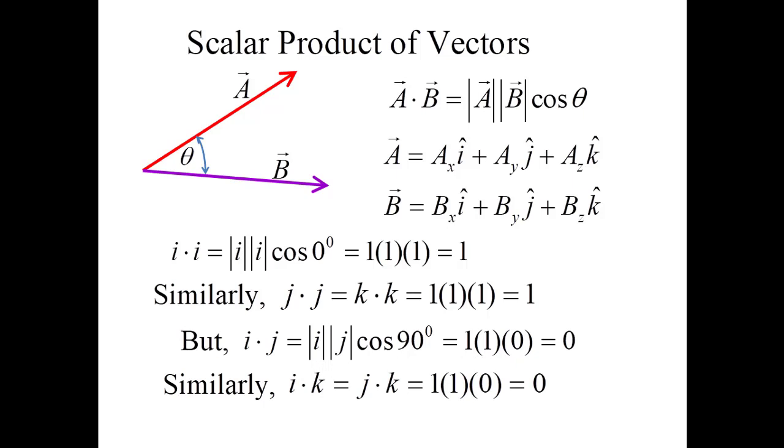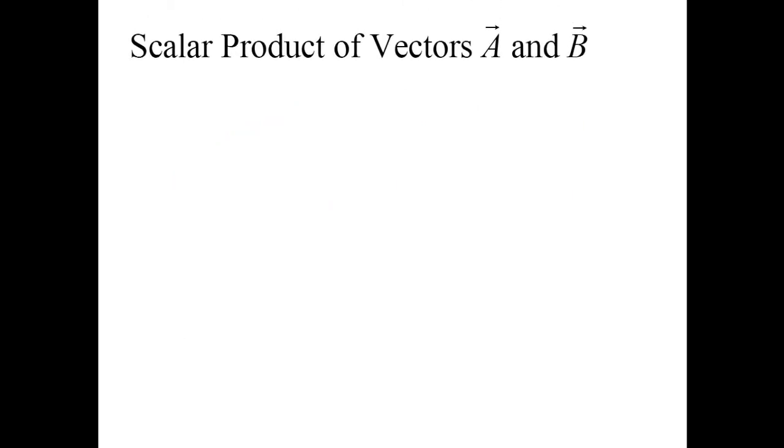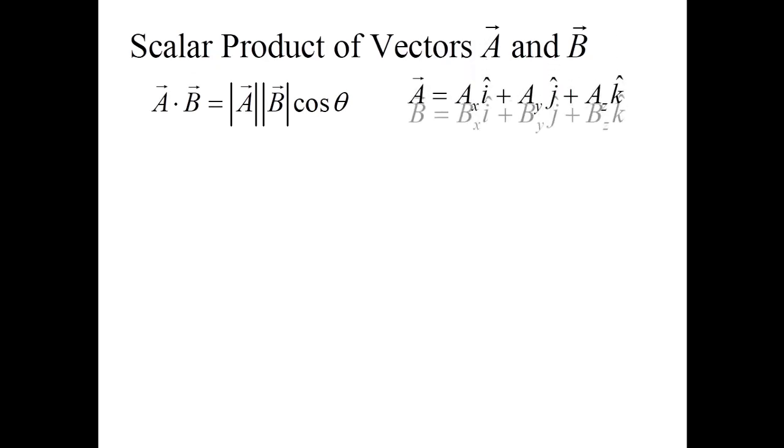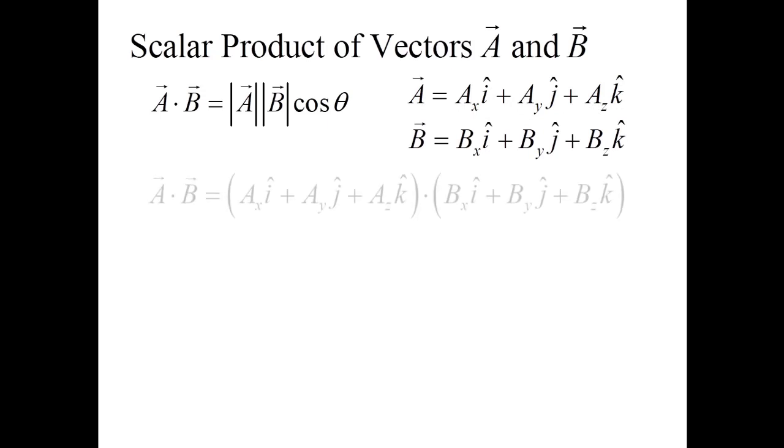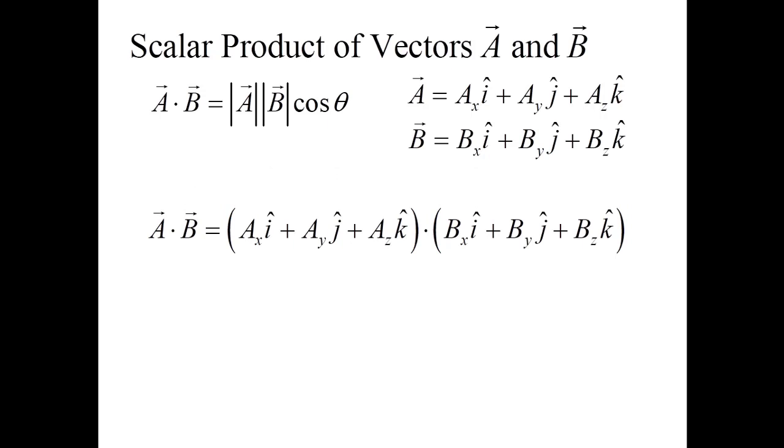The knowledge of what happens to the dot product of the standard unit vectors will help us to expand the dot product between any two given vectors A and B. So let us see that in greater detail now. A dot B is equal to magnitude of A times magnitude of B times the cosine of theta, and the components of the two given vectors A and B are given like this. Our intention is to find A dot B based on these component-wise multiplications.